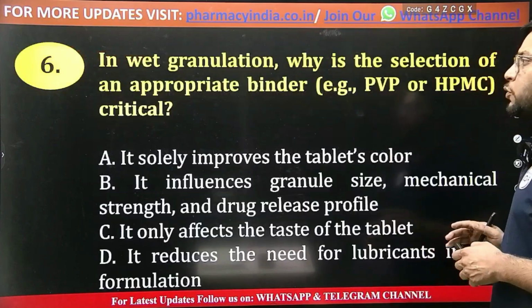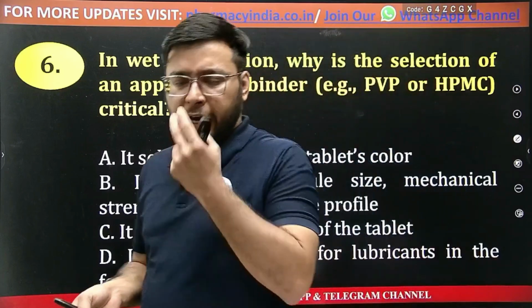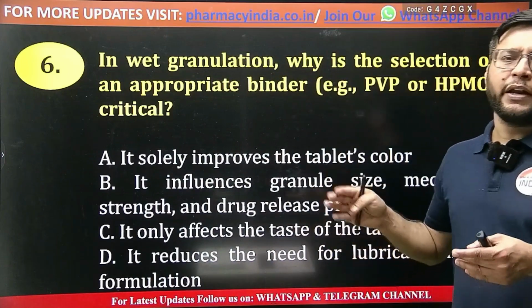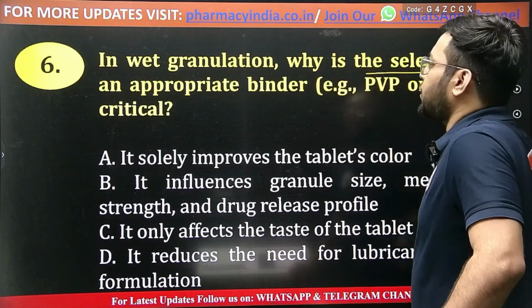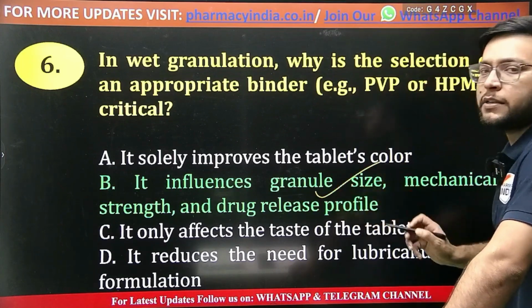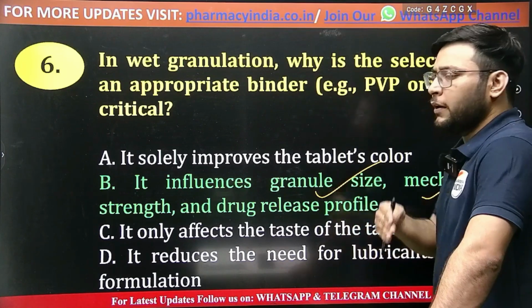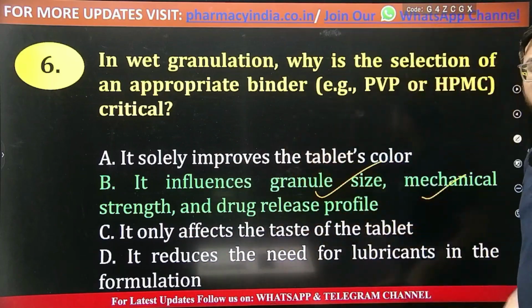Okay. Now the next question is: in wet granulation, why is the selection of an appropriate binder, PVP or HPMC, critical? Wet granulation is a type of granulation technique. There are three types of granulation: dry, direct and wet. So wet is another technique. So the question asks why the selection of an appropriate binder is critical. Because it influences granule size, mechanical strength and drug release profile. Mainly granule size and the release profile can be affected by this. That's why it is critical.